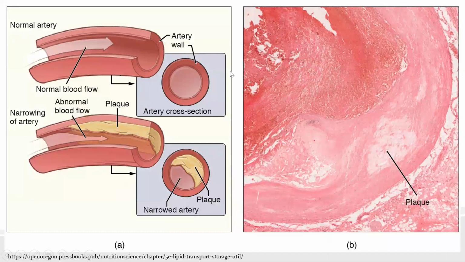Here's another image of the exact same thing, showing these plaques, and on the right is an actual photograph, and I thought I'd show that to you. You can see the plaque build up, and of course we want blood to go through the arteries in a healthy way, not in a constricting way.